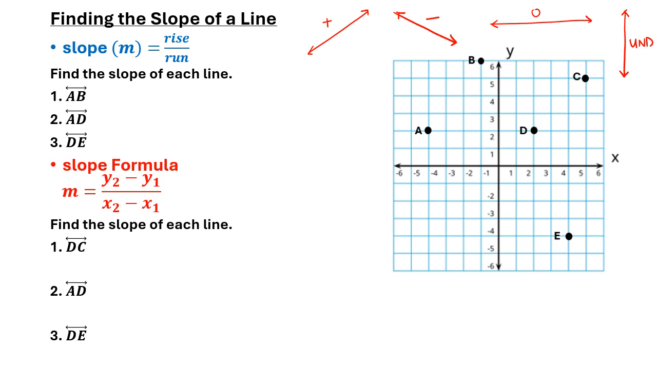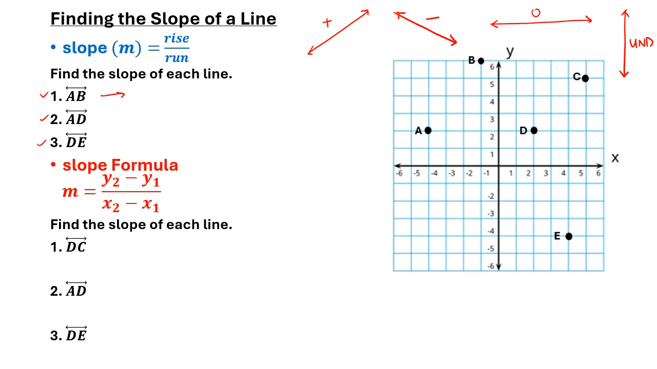All right, so we are going to find the slope of each line here. So we have 1, 2, and 3. Let's go ahead and take these away. So how do we find the slope of AB? By the way, we use letter m to represent slope.